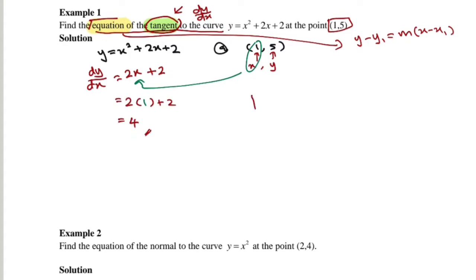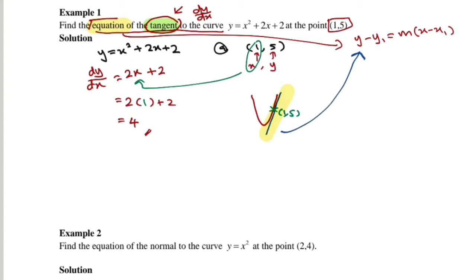Now let's say this is our curve and the point (1, 5) is somewhere over here. So the tangent is a line straight at this point, and finding the equation of the tangent means finding the equation of this line. How to find the equation of that line? Remember, it's just this formula.